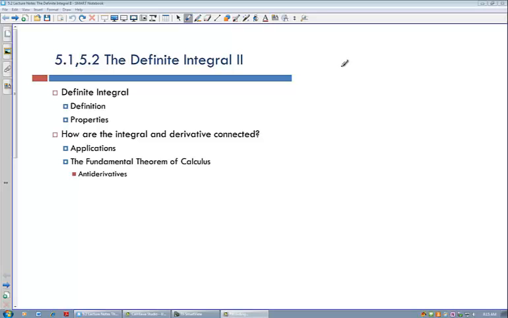In this lecture, we're going to talk about the definite integral a little bit more, so it's definite integral part 2. In particular, we're going to take a look at the actual definition. So let's review a little bit from last time. Last time I wrote down this expression, the integral from a to b of f of x dx.